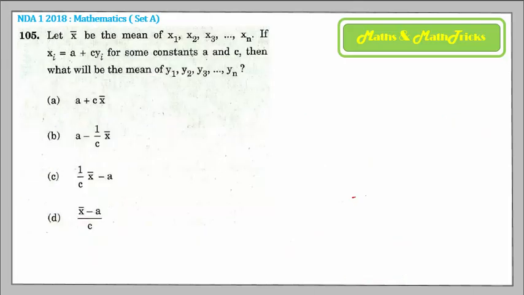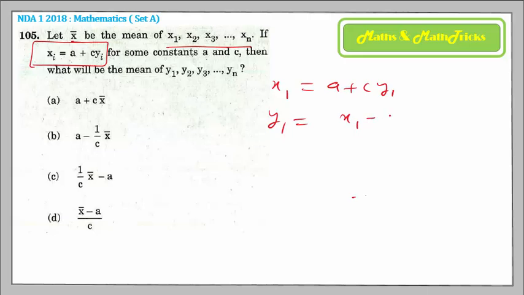Here you know that x bar is the mean of these observations x1 to xn, and xi is defined by this relation where you can see there is a connection between x and y variables. Means x1 you can write it as a plus c into y1. Means what is y1 from this? It's x1 minus a upon c. So following this rule, you can write down until yn, which will be xn minus a by c, isn't it so?